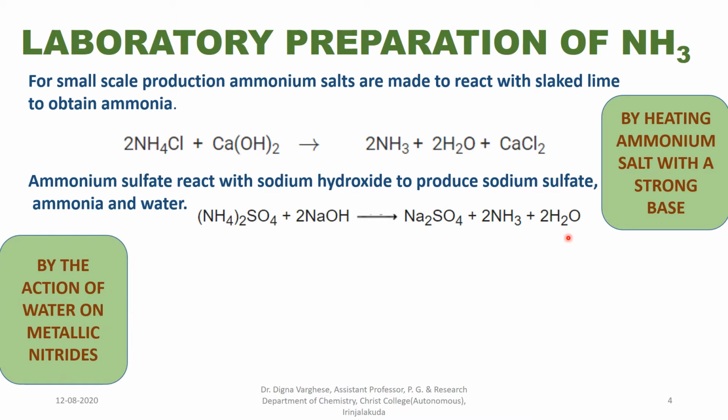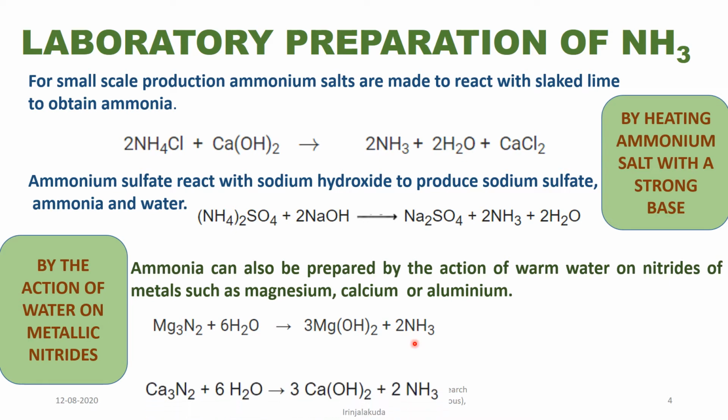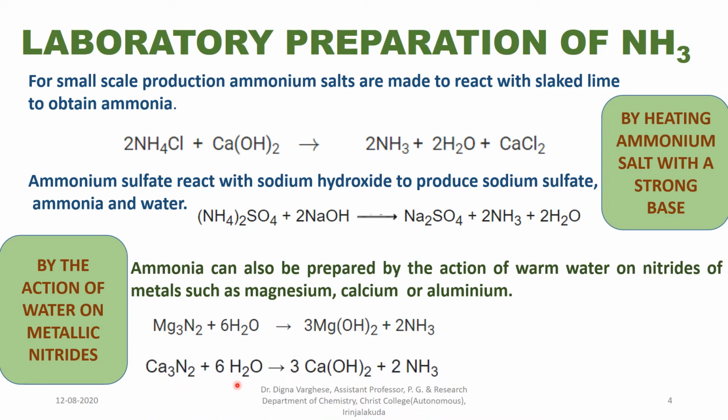And the second reaction for the preparation of ammonia in the lab is by the action of water on metallic nitrides. Ammonia can also be prepared by the action of warm water on nitrides of metals such as magnesium. Magnesium nitride on hydrolysis gives magnesium hydroxide and ammonia. Calcium nitride on hydrolysis gives calcium hydroxide and ammonia. Aluminum nitride on hydrolysis gives aluminum hydroxide and ammonia.